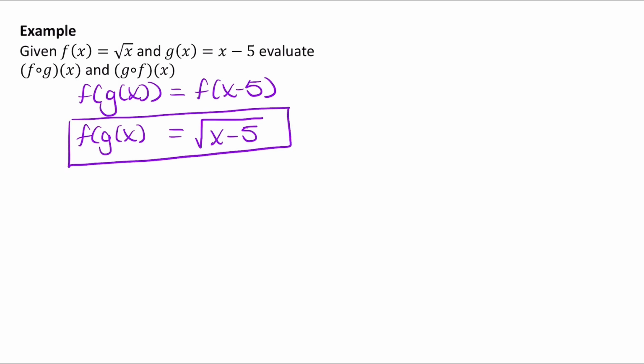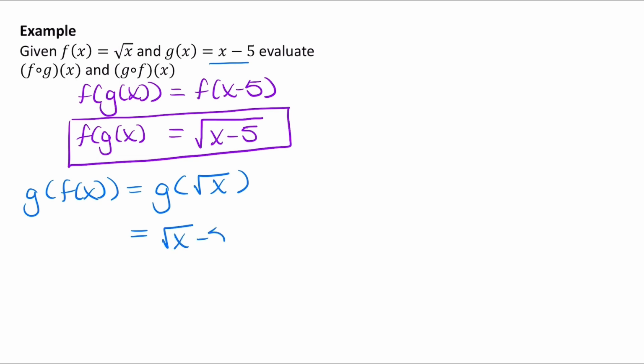Now let's find the other half of this problem. Let's do g of f of x. So that means we're going to take f of x, which is the square root of x, and plug it into g. So that's going to be g of the square root of x. So I'm going to go to g, and then I'm going to plug in square root of x. So that gives me the square root of x minus 5.